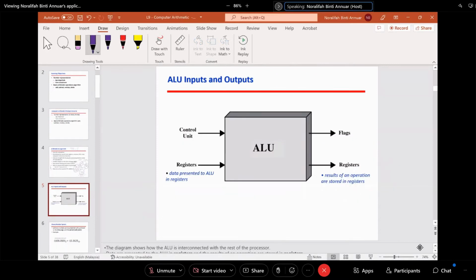Okay, this is your ALU. It's part of internal component of your CPU, central processing unit. So the register here to hold the data. Data presented to ALU in register. Dia kena ada satu tempat nak simpan the data lah. Data here is a number lah, number. Okay, it's in the binary representation. When they after processing it, they want to produce the output. Okay, and operation are stored in the register as well.